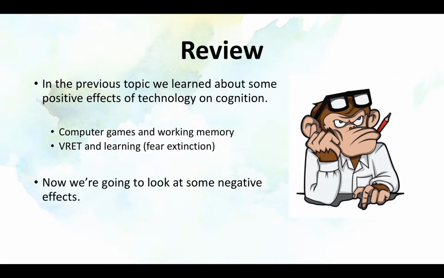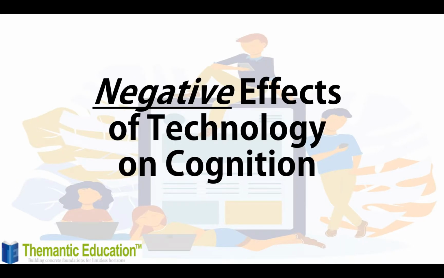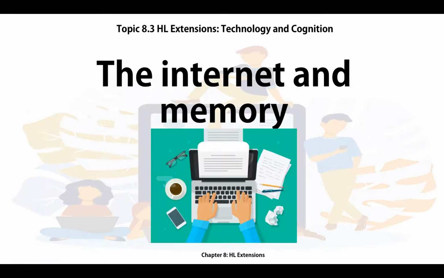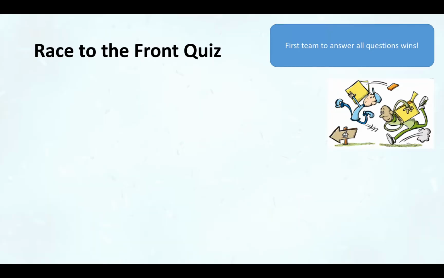So anyway, positive effects done, now we're looking at the negative effects. There's going to be 3 lessons in this topic. Here we're going to look at the internet and memory. All right, so a simple question today: how can the internet influence our memory?